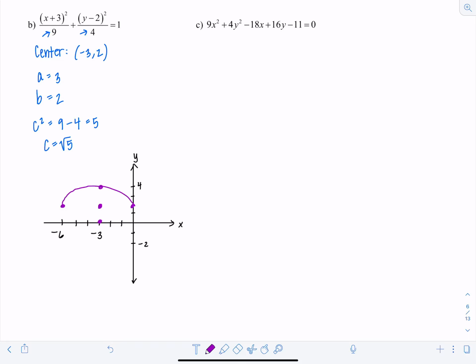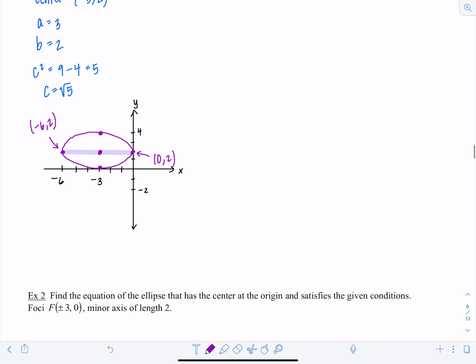Okay, which ones are my vertices? Well, they're the endpoints of the major axis. Which one was the major axis? The longer one. That's why it's called the major axis. So what are those endpoints? They're right here. (-6, 2), and this is (0, 2). Okay, so let's list that out. The vertices are at (-6, 2) and (0, 2).